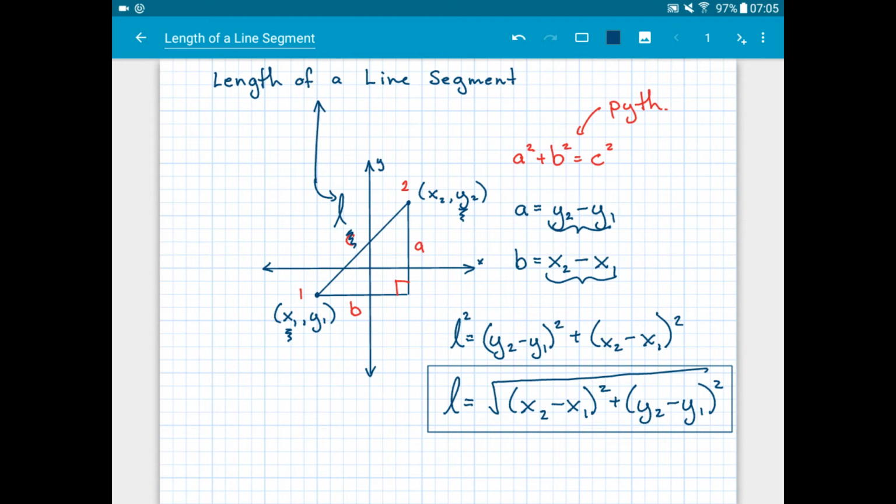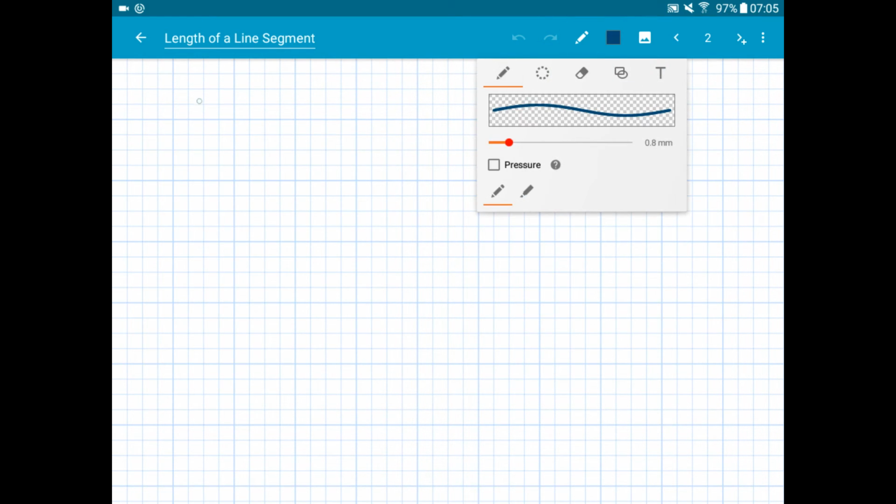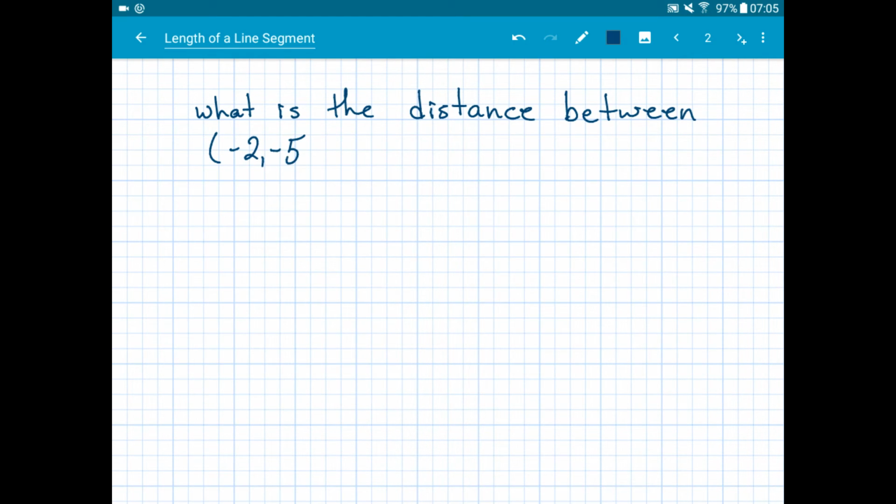Let's do one quick example of this. So what is the distance between, we'll just pick 2 points, say minus 2, minus 5, and let's say 5, minus 8.